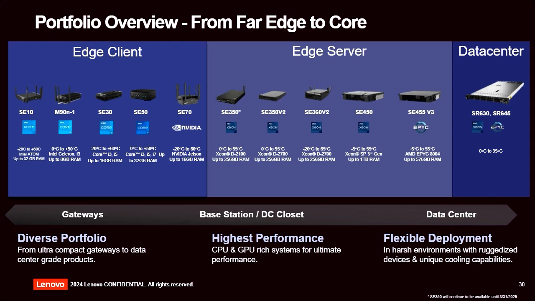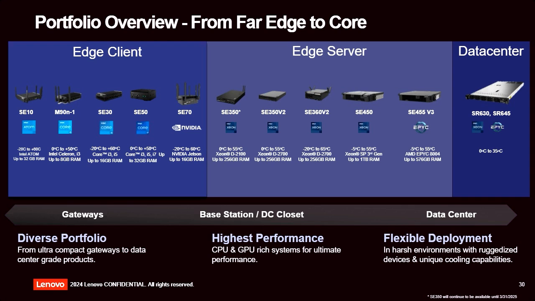So really, the 350 V2 is going to be a great ideal box for extending your cloud out to that far edge or wherever you need it, where the 360 V2 is extending that AI edge out there because we can get a little bit more muscle in there with GPUs to do a little bit fancier transactions of that data.